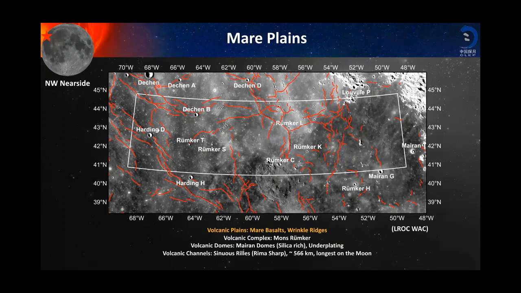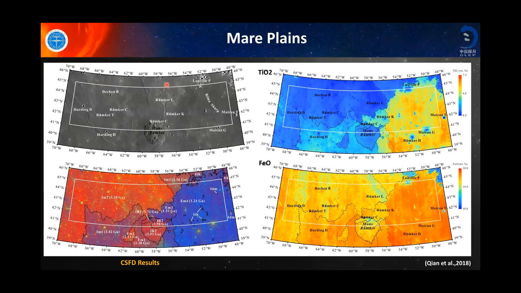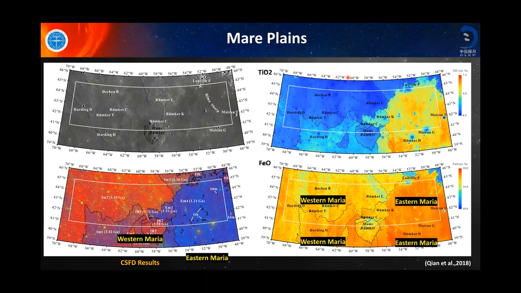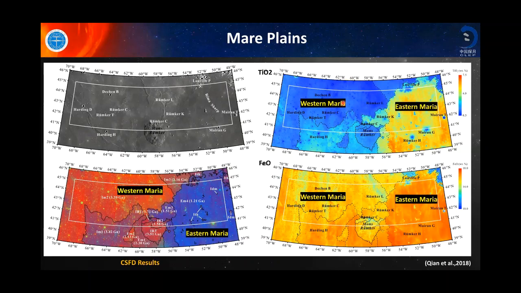So what happens here? We checked the composition data of this region, and we found that the Chang'e-5 landing region is actually covered by two dramatically different volcanic units. And we divided them into Western Mare and Eastern Mare. The Western Mare is composed of low titanium, low iron Mare Basalts, and the eastern area is covered by high titanium and high iron Mare Basalts.